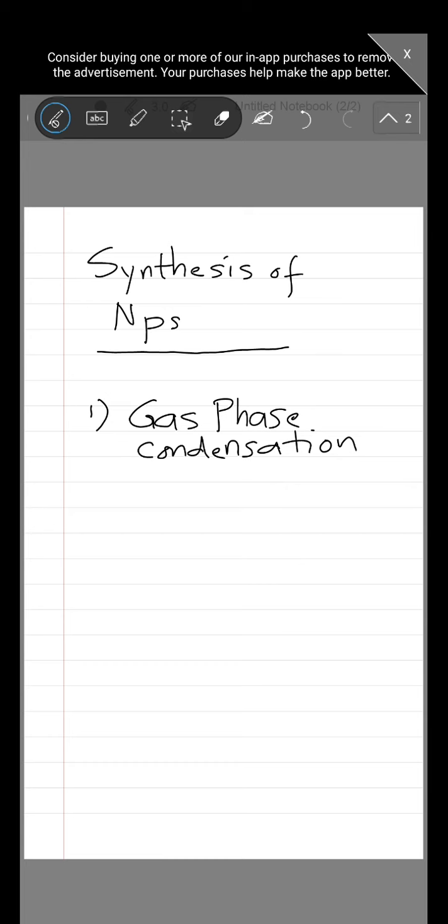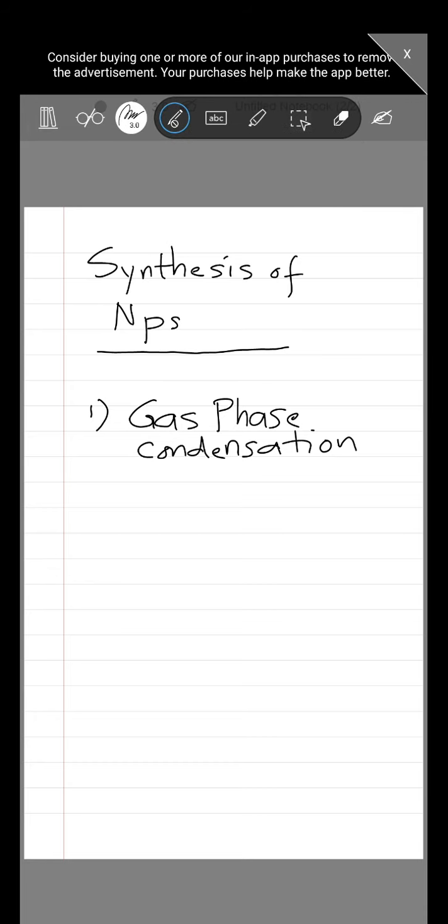In gas phase condensation, the synthesis of nanophase materials can be done by evaporating a metal in an inert atmosphere. That's the first step.